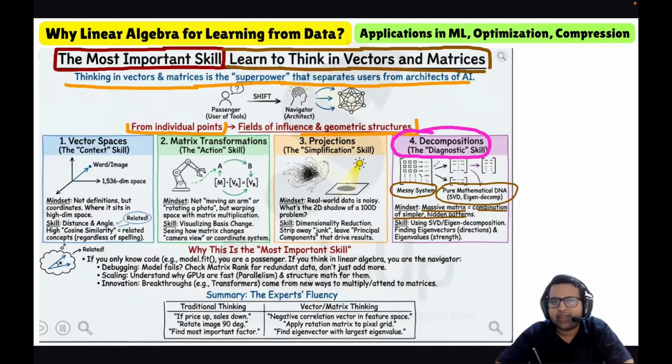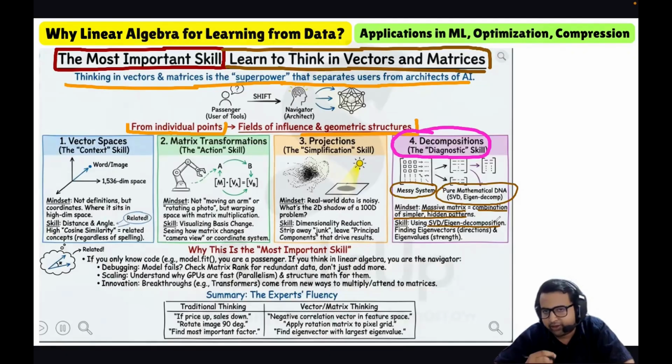The skill for that is the singular value decomposition or the eigen decomposition. An expert looks at a confusing matrix and thinks: what are the eigenvectors, the fundamental directions, and the eigenvalues, the strength of those directions of the system.